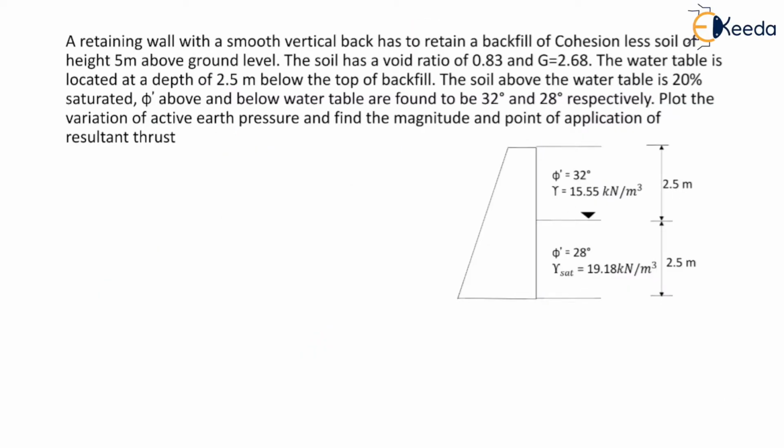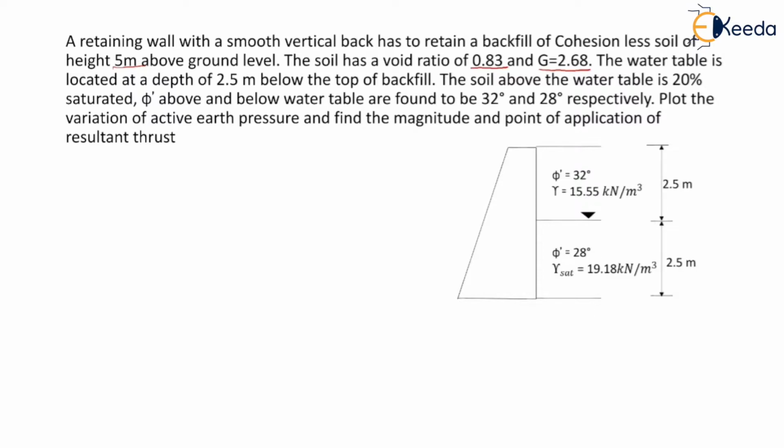A retaining wall with a smooth vertical back has to retain a backfill of cohesionless soil of height 5 meter above the ground level. The soil has a void ratio of 0.83 and specific gravity G is equal to 2.68. The water table is located at a depth of 2.5 meter below the top of the backfill.